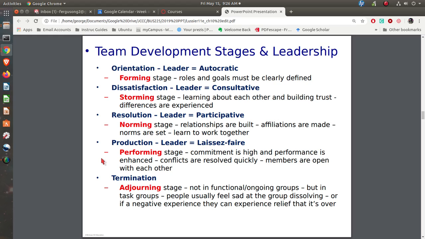Most teams never hit performing. Most teams in organizations tend to get stuck in storming or norming. Now, they still get things done, just not very efficiently or effectively. And then there's going to be times when that team is adjourning. In other words, the project is over or something like that. If it was a really good experience, people feel a sense of loss. If it was a bad experience, if they couldn't wait to get out of there, it's going to be just a sense of relief. So these are the stages that teams actually go through.